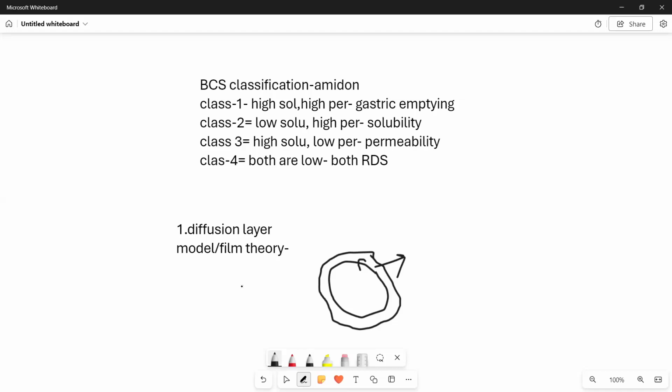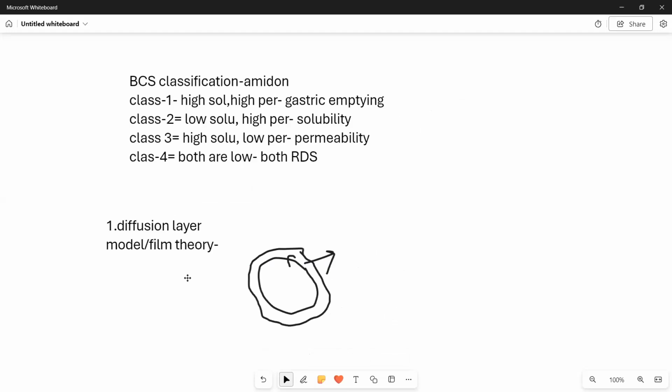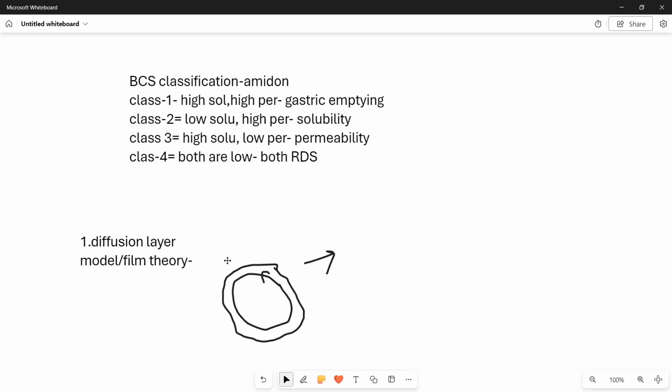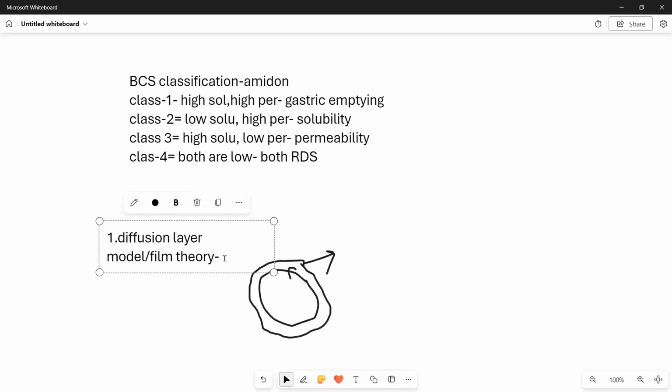So according to this, whenever the particle comes in contact with the dissolution fluid, it forms an unstirred water layer or stagnant layer around it. The transport of the molecule from the stagnant layer to the bulk of the solution is the rate determining step. Here comes the Nernst and Brunner equation.